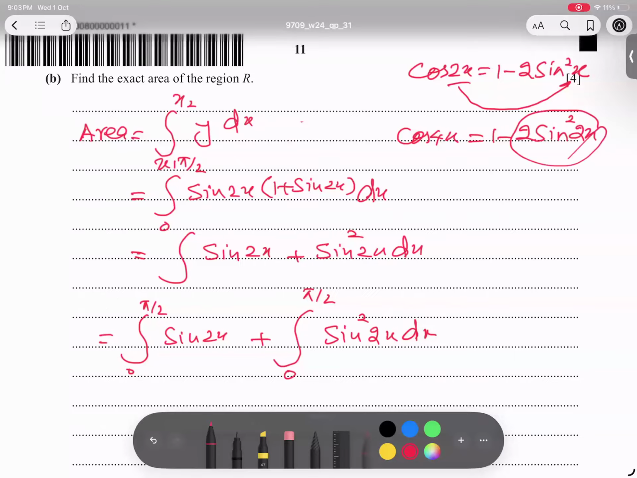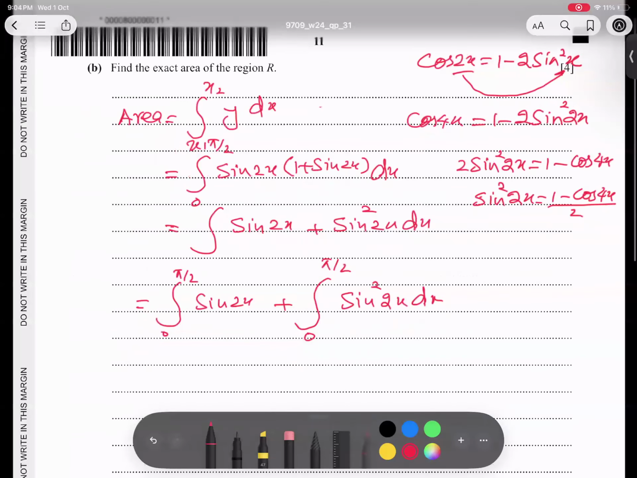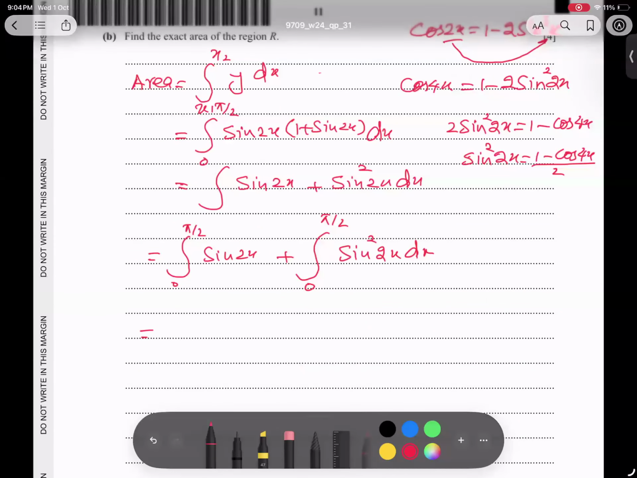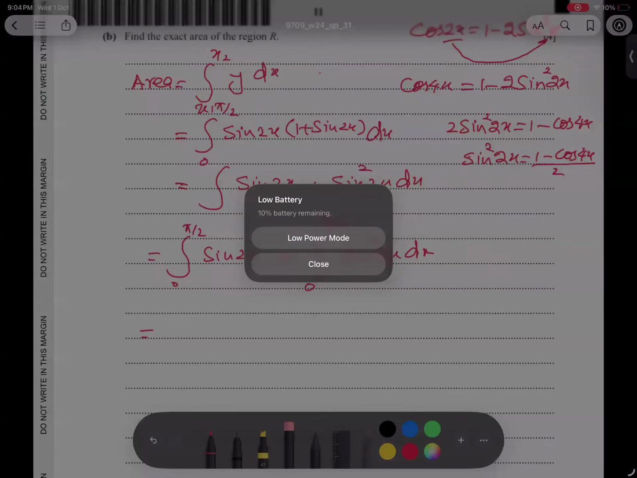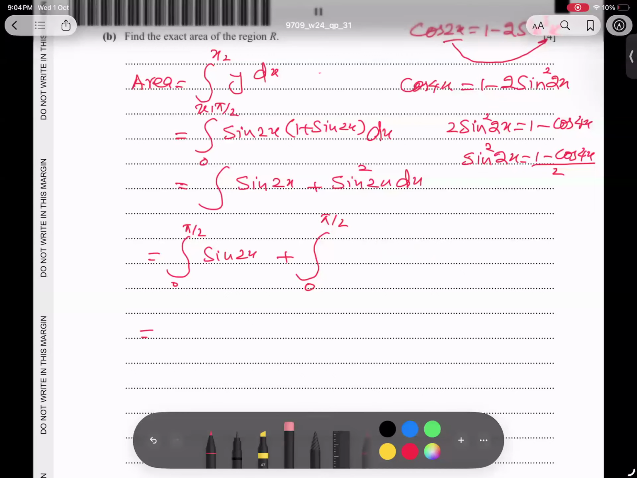I have to make this the subject, sorry, sin² the subject. So this will go here and this will go on the other side. I'm getting 2 sin²2x is 1 minus cos 4x. And 2 will divide, and finally I'm getting sin²2x equals 1 minus cos 4x over 2. So I'm going to replace it now, and this is directly integration. I'm replacing it here, so 1 minus cos 4x by 2 dx.